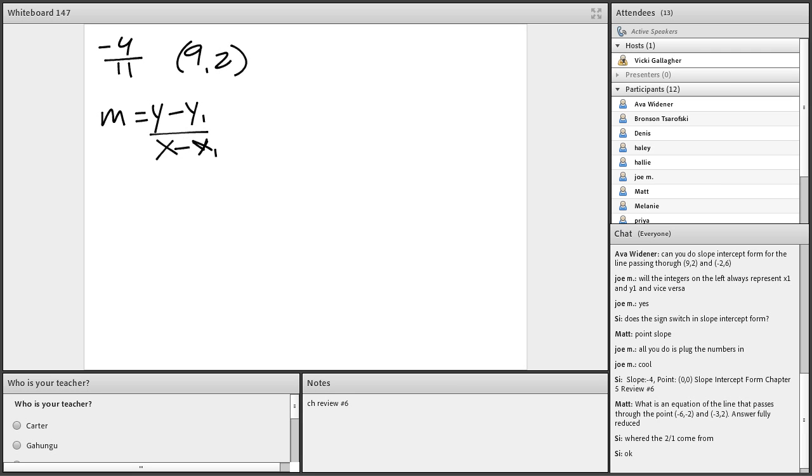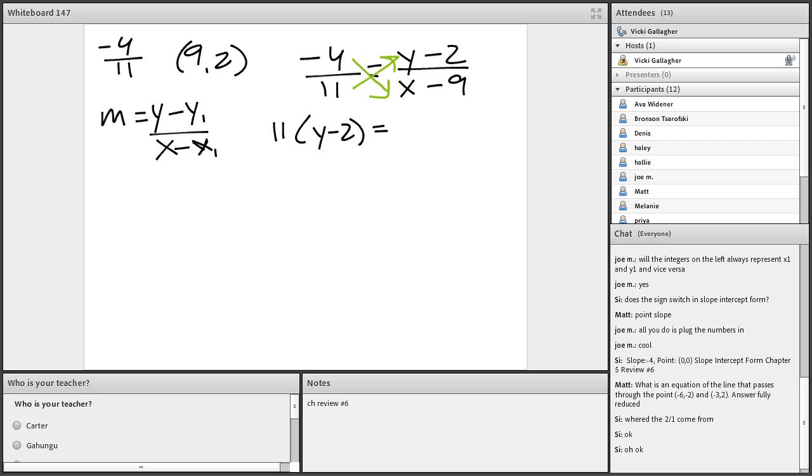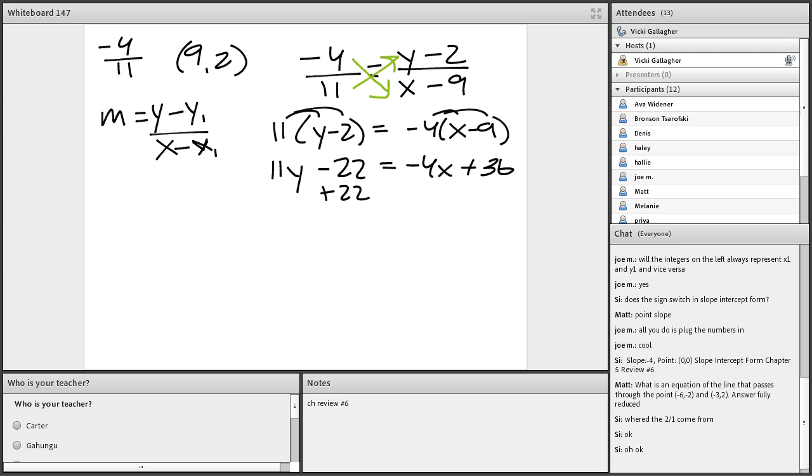So we're going to do negative 4 over 11 equals y minus 2 over x minus 9. And we're going to cross multiply. We'll start with the y's. So we'll do 11 times y minus 2. And then we will do the x's, which is negative 4 times x minus 9. And then we'll distribute. And we'll distribute. We will add 22.